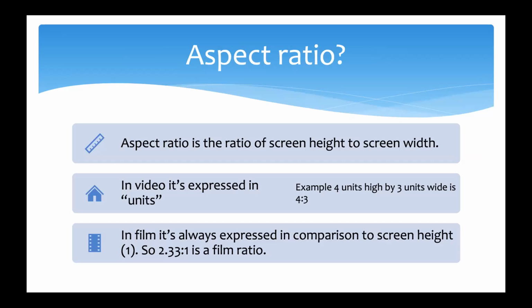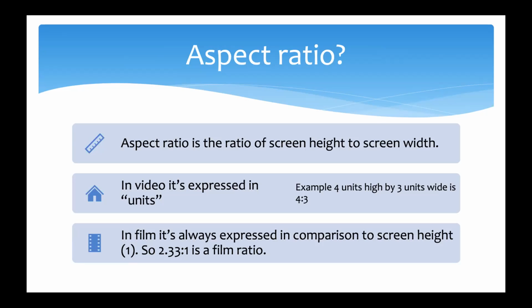In film, it's different. In film, we refer to the screen height as 1. So a film ratio is expressed with the 1 as the second number at all times. So 4:3 is, I think, 1.77 to 1, standard definition. HD is 2.33 to 1.